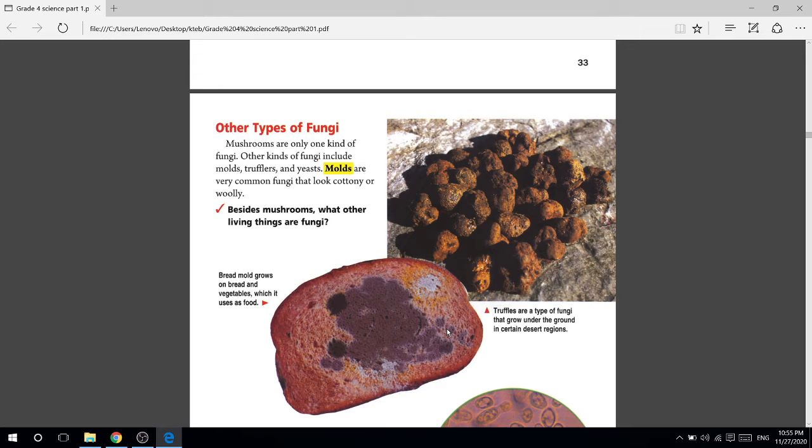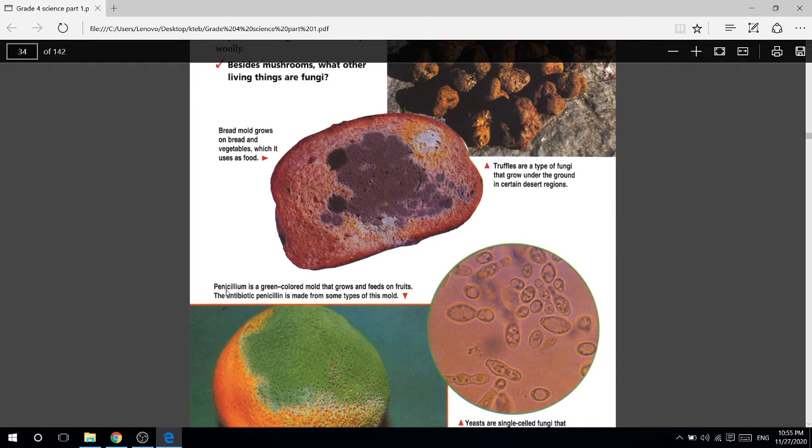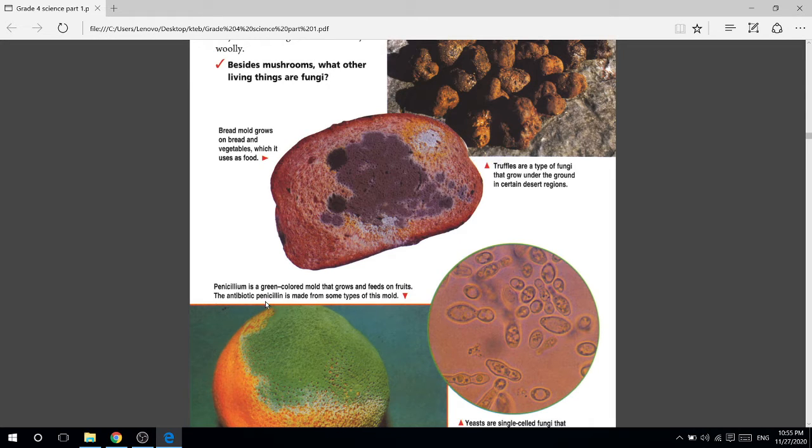Okay students, we have another kind of fungi called penicillium. Penicillium is green. Do you see this one? Penicillium, the color is green. It is a colored mold that grows and feeds on fruits. The antibiotic penicillin is made from some types of this mold.